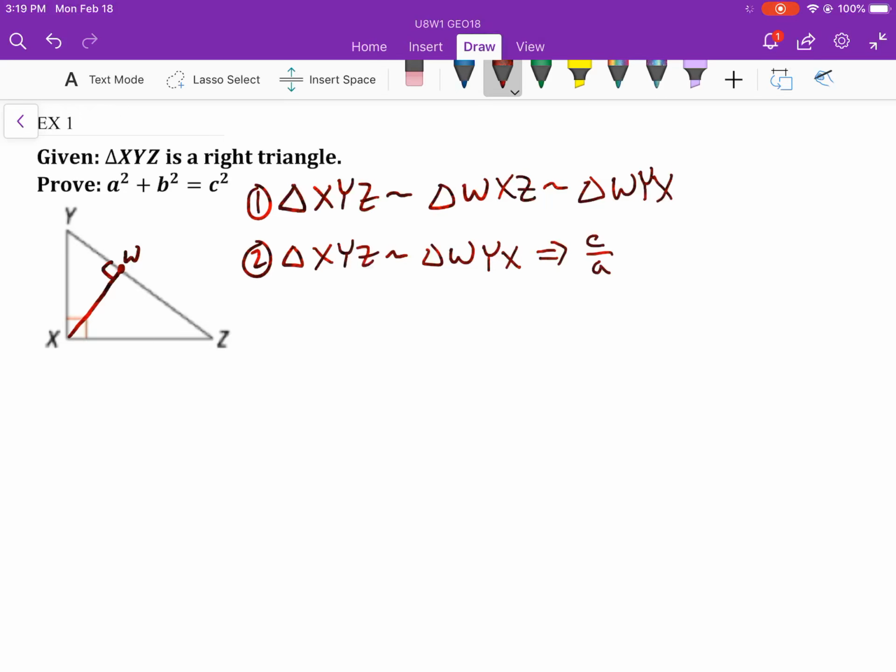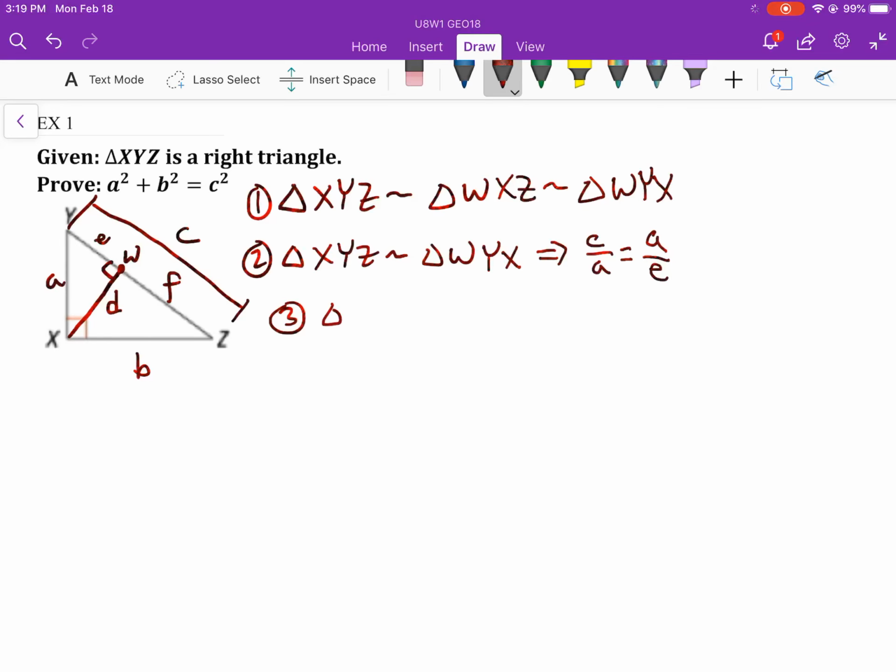You might be asking yourself, what are those letters? This is A, this is B, this is F, this is E, and this entire length is C.